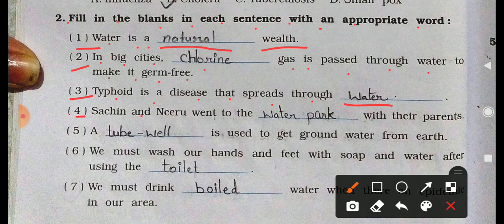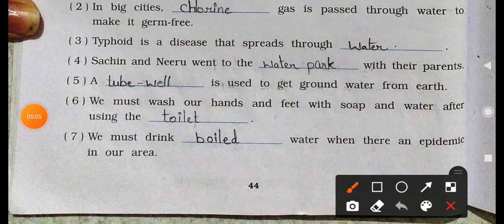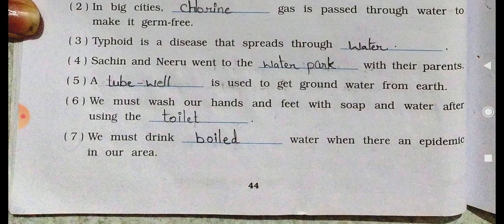Four number, Sachin and Nehru went to the water park with their parents. 5. A tube well is used to get ground water from the earth. 6. Number, we must wash our hands and feet with soap and water after using the toilet. 7 number. We must drink boiled water when there is an epidemic in our area. So we have to boil our water before drinking.